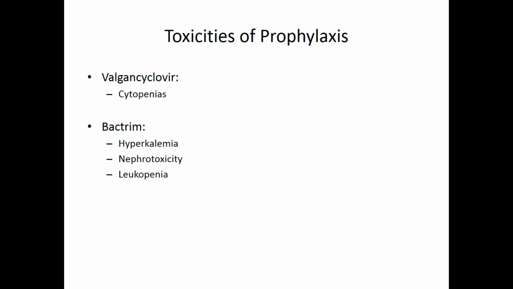We also mentioned that typical prophylaxis regimens can also be associated with toxicities. In particular, valganciclovir can be associated with pancytopenia, not just leukopenia. And Bactrim, as you may know, is associated with hyperkalemia, nephrotoxicity, and leukopenia.